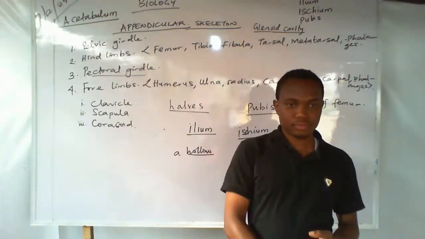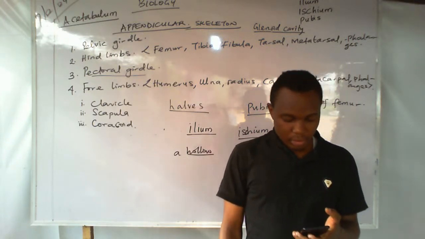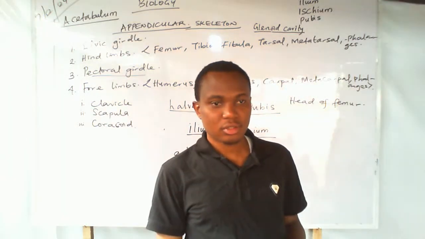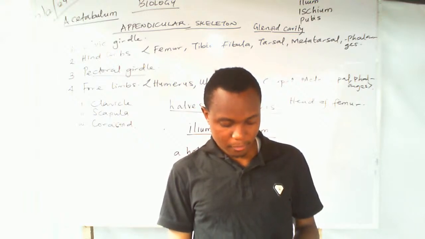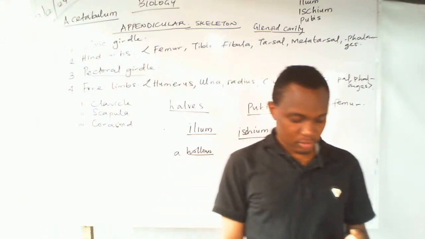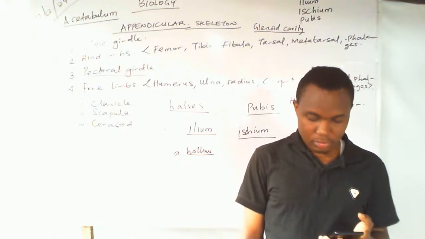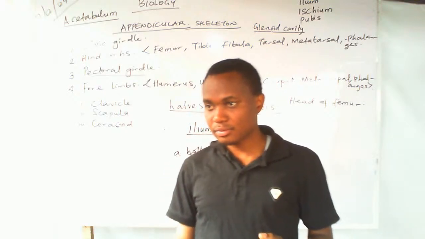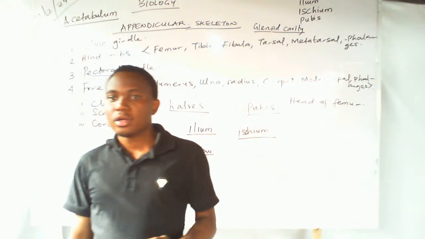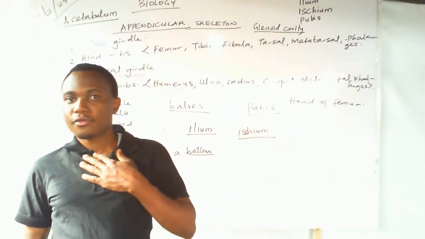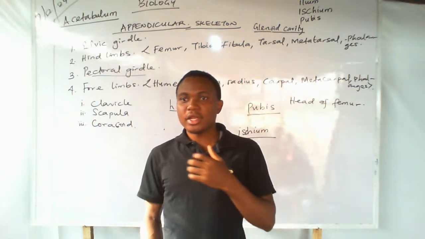Then number 2. It provides support. That means the pectoral girdle generally provides support for the forelimbs. For the forelimbs. The clavicle, full stop, provides support for the forelimbs.